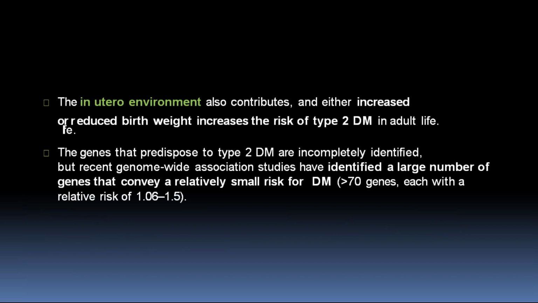Also, the in utero environment contributes, and either increased or reduced birth weight increases the risk of type 2 diabetes mellitus in adult life. The genes that predispose to type 2 diabetes mellitus are incompletely identified, but recent genome-wide association studies have identified a large number of genes that convey a relatively small risk for diabetes mellitus, more than 70 genes, each with a relative risk of 1.06 to 1.5.